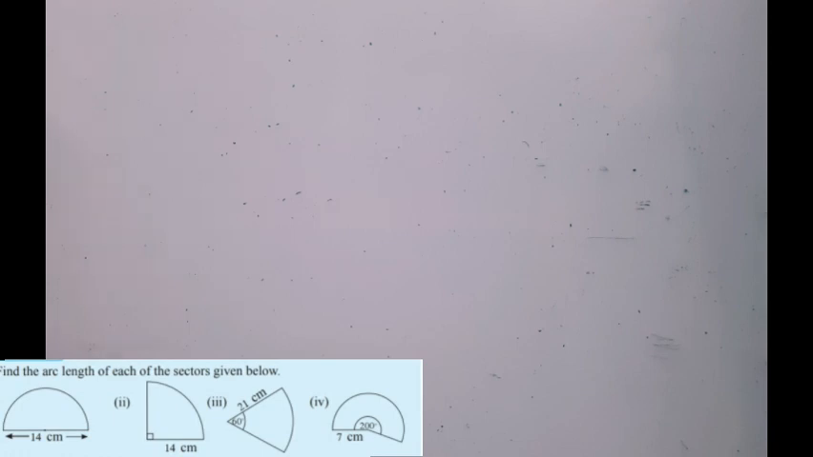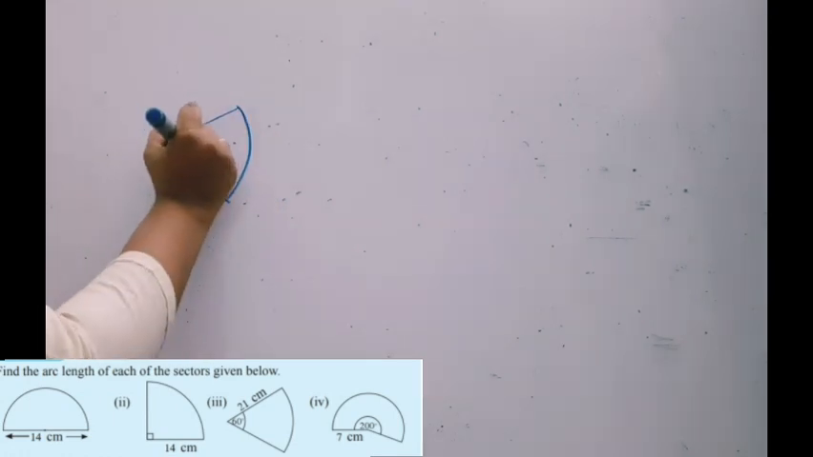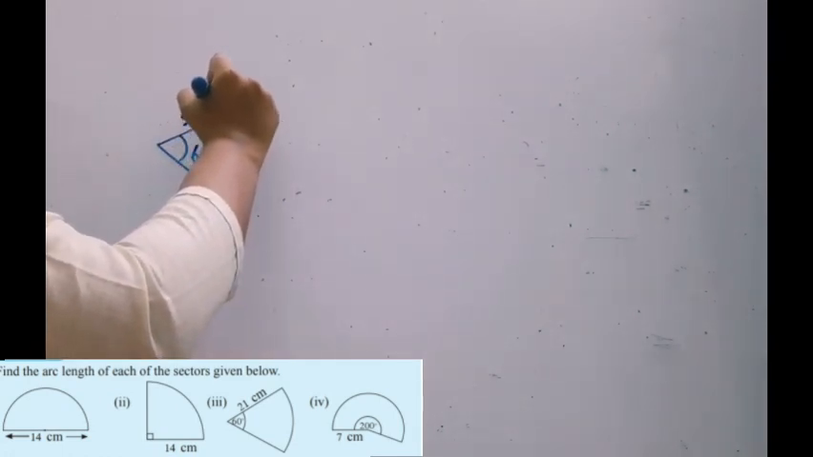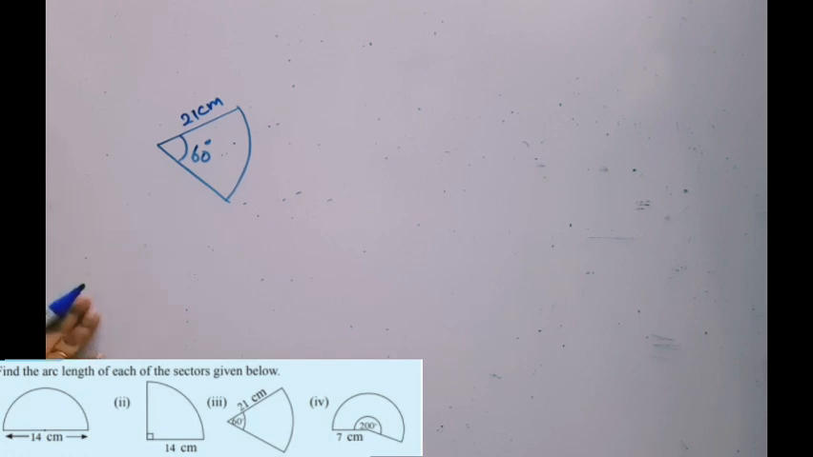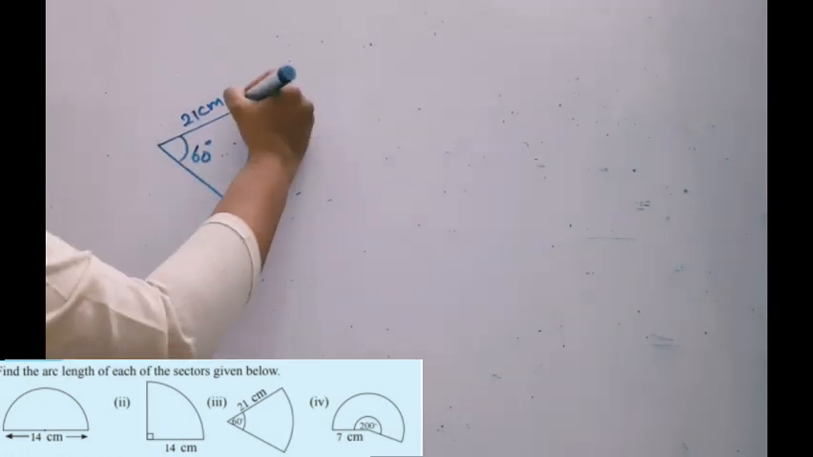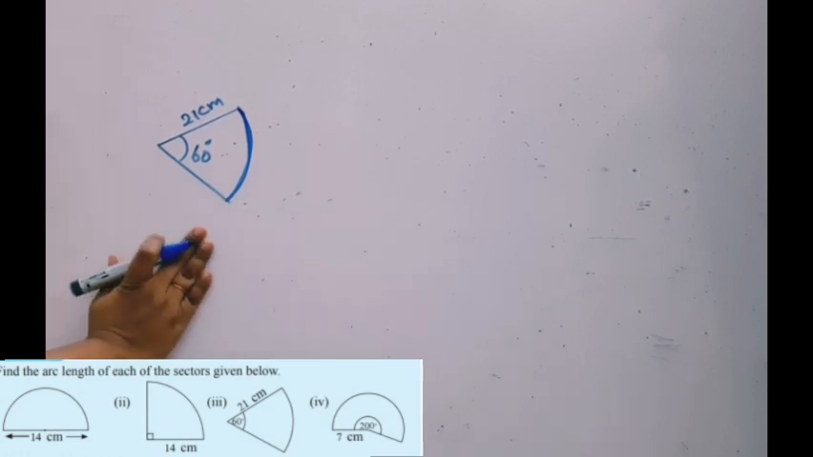So in order to give you a clear understanding of what I taught you already, here is a question from your textbook from exercise 1.2. Find the arc length of each of the sectors given below. Here I am going to do this question only, where the angle at the center is 60 degrees and the radius is 21 centimeters. So first we'll write the formula to find the arc length. Look carefully, the question is only to find the arc length.